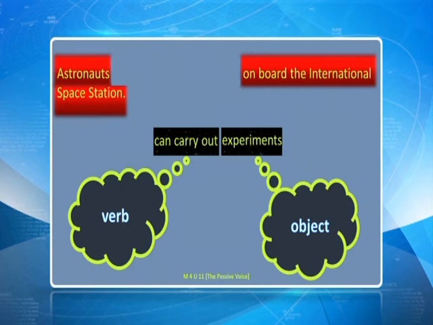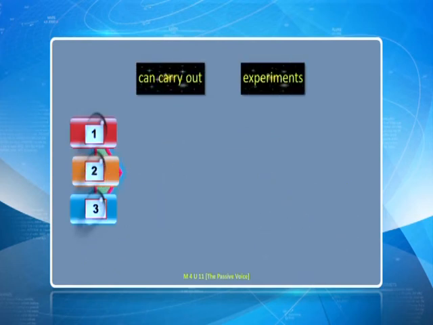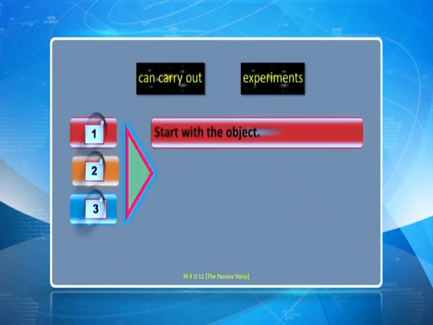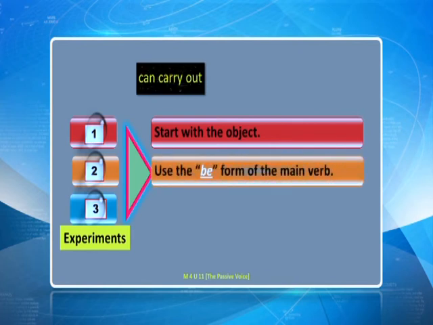Now our task is to get rid of all the pieces of information that you have in your active sentence, just to concentrate and to avoid making mistakes. So the first thing you have to do is, as we have already agreed upon, start with the object, which is experiments. Then we have to use the be form of the main verb. We have carry or can carry out.